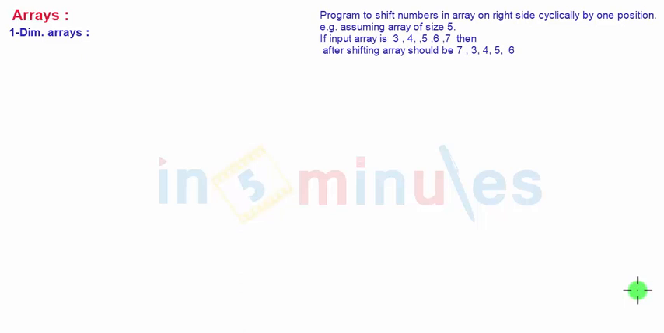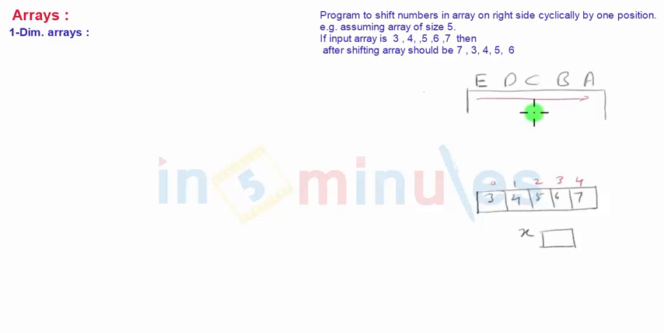Now, assuming there are 5 numbers in the array, 3, 4, 5, 6, 7, we have to shift them on the right side. So after shifting, the number should be 7, 3, 4, 5, 6. So all numbers shifted on the right side by one position and the last number 7 stored in the first location. Now let's see some example with students sitting on bench.